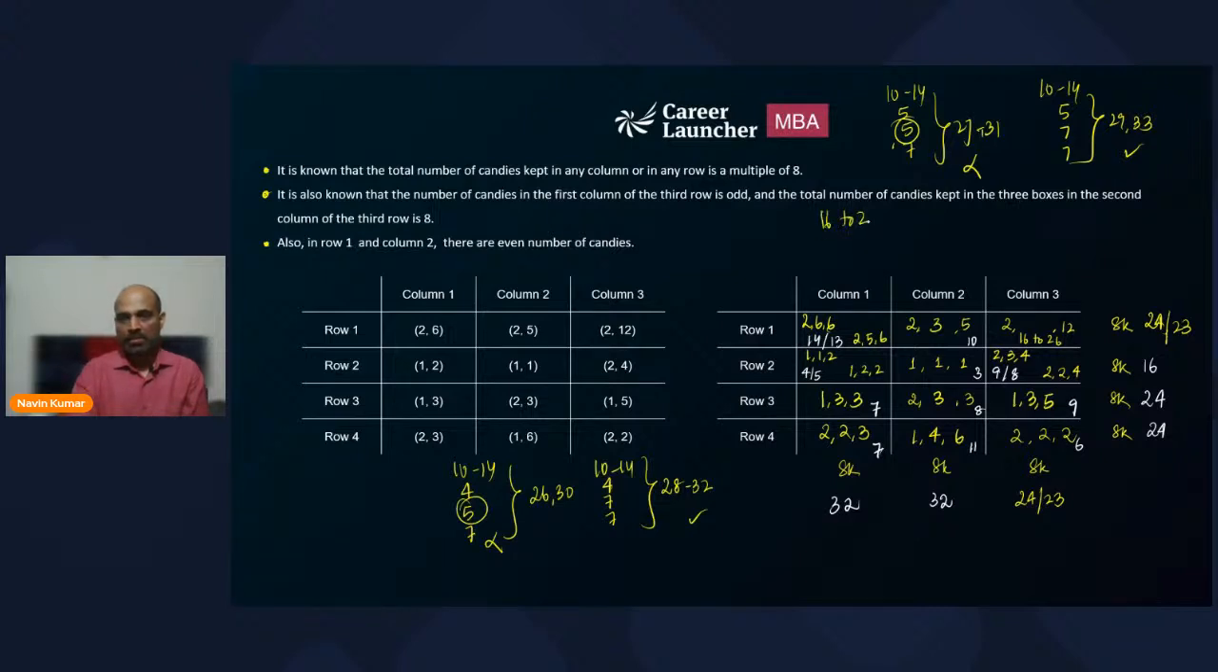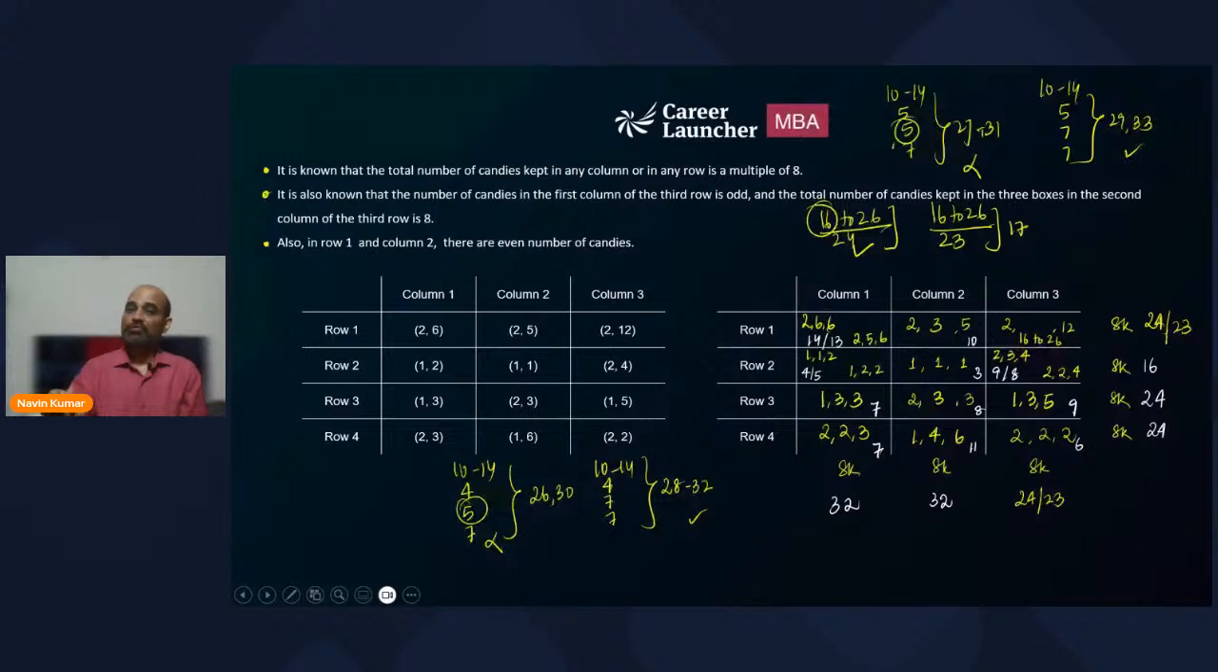(16 to 26, 24). The only multiple of 8. This is already a multiple of 8. The only multiple of 8 possible is 16. And if I take 23, the only multiple of 8 that is possible is 17. So we will have to make a 16 or 17 here.